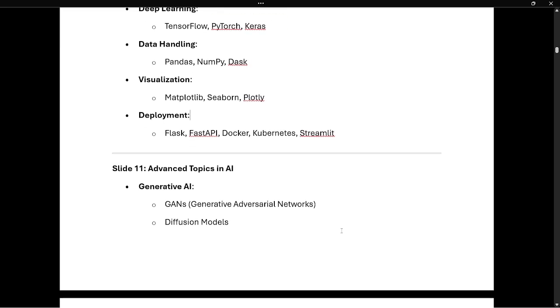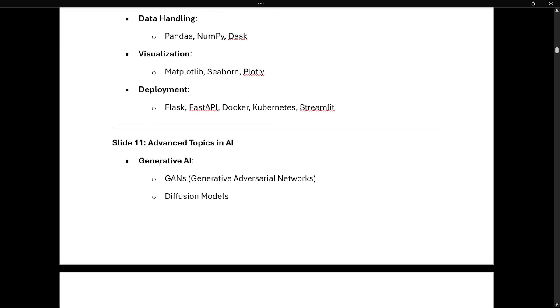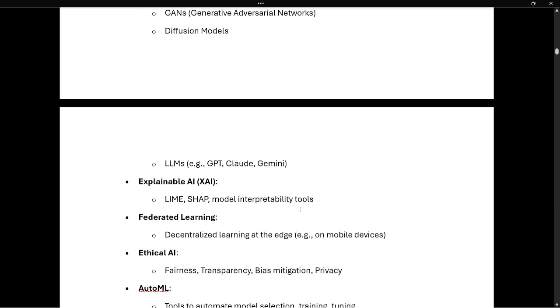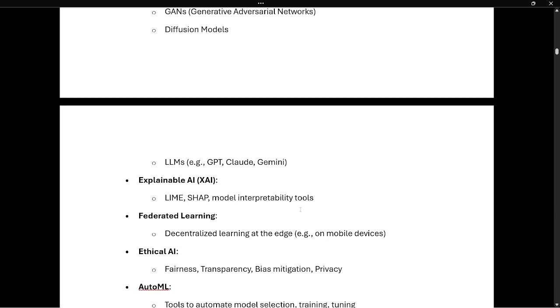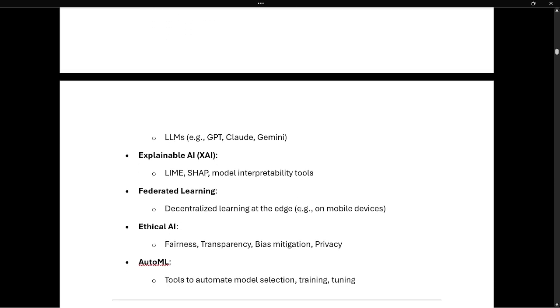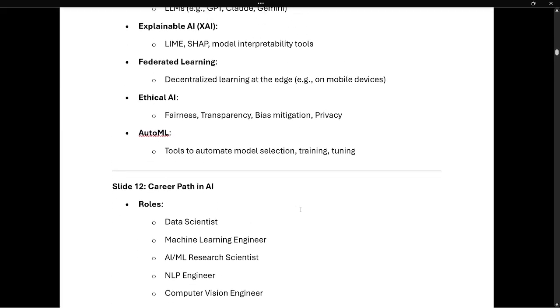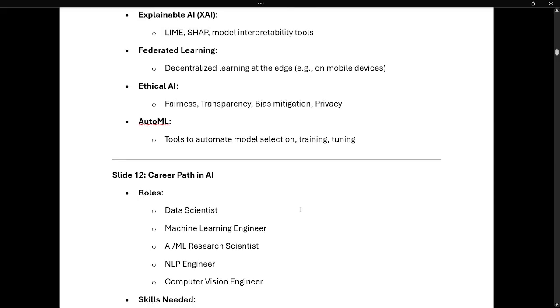Then advanced topics in AI we need to understand, like generative AI, GAN, what is a generative adversarial network, what is a diffusion model, what is an LLM. Then what is explainable AI, LIME, SHAP and all, what is federated learning, ethical AI, AutoML. These are the things we need to understand.